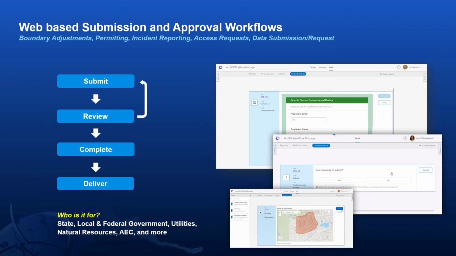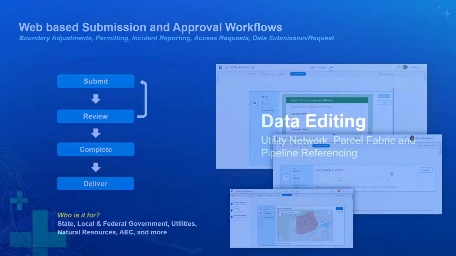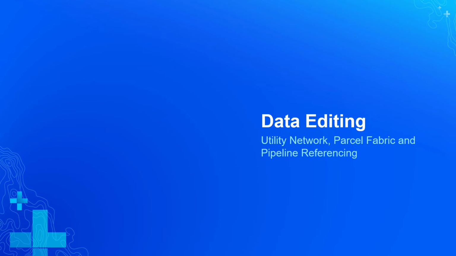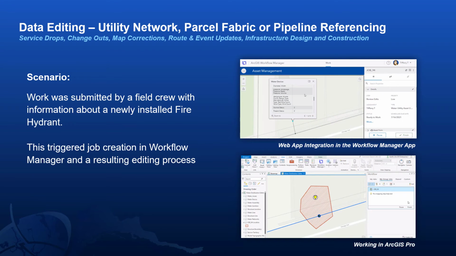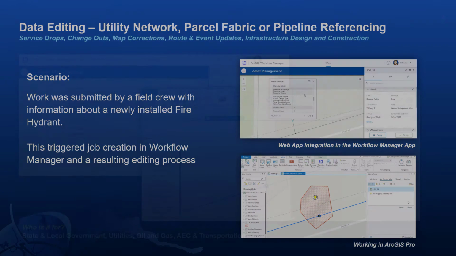This workflow could then carry on to an automated or manual review of that submission, and ultimately to final completion of the permit. All right, let's pivot to another use case and talk a little bit about data editing workflows for the utility network, parcel fabric, or pipeline referencing. These workflows may have editing tasks in Pro, on the web, or mobile, and we're going to look at an example of a newly installed fire hydrant and incorporating those edits in Pro and the web.